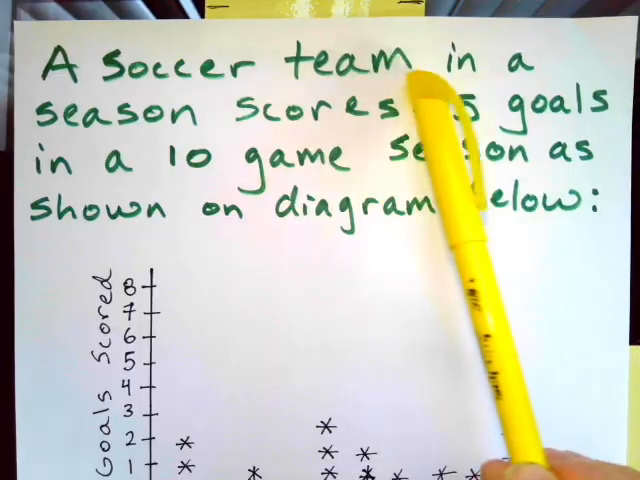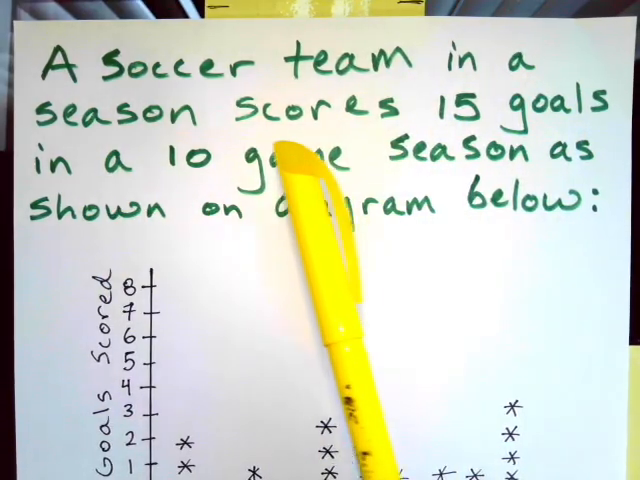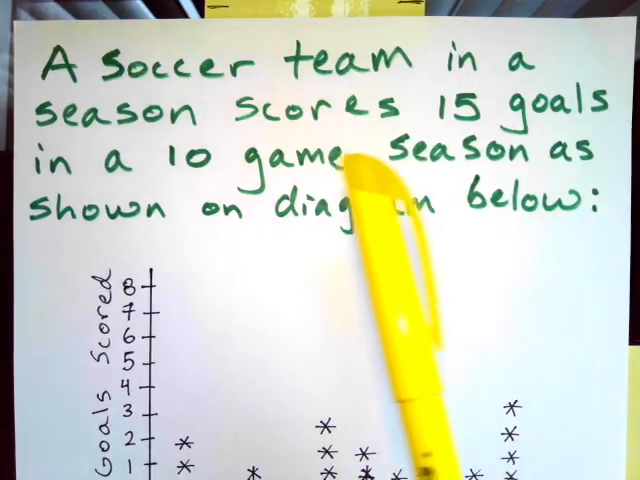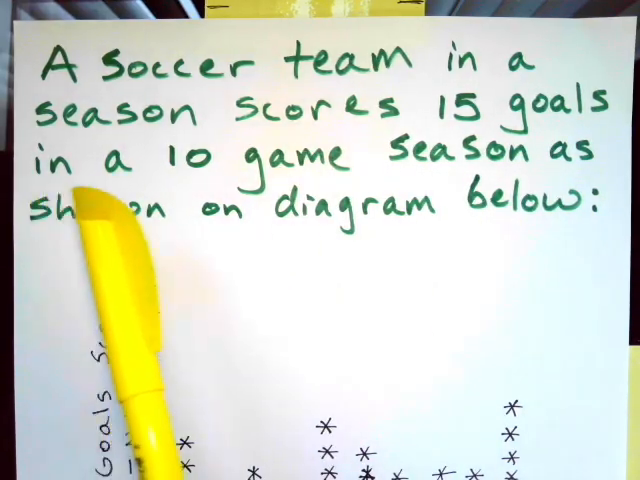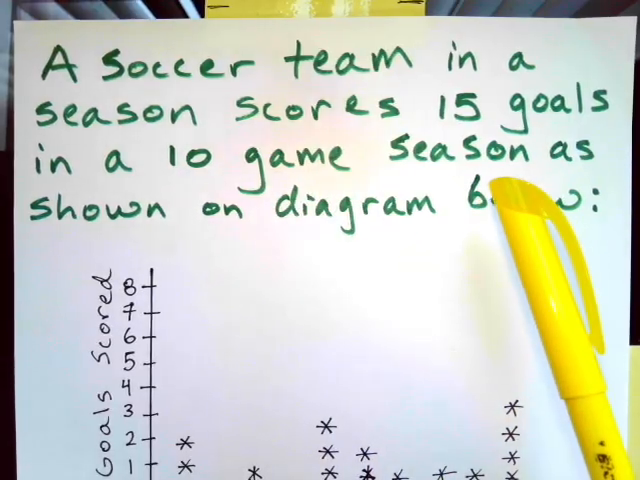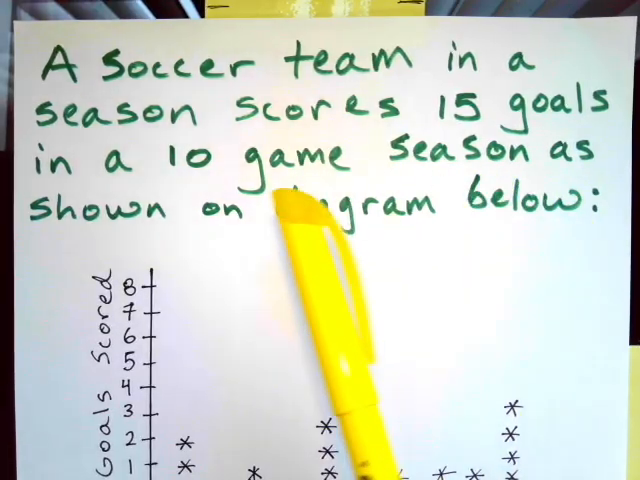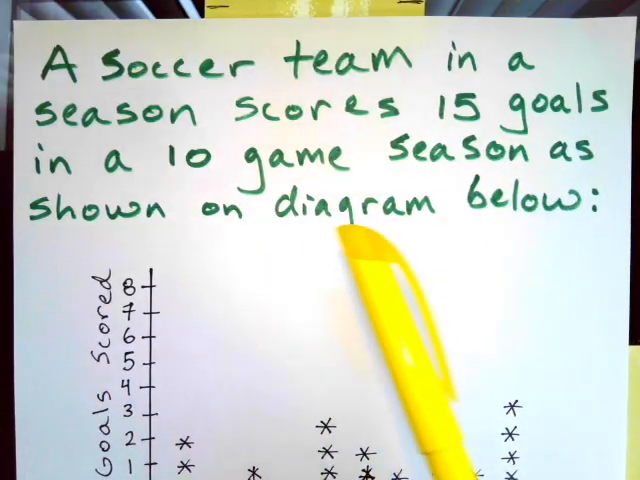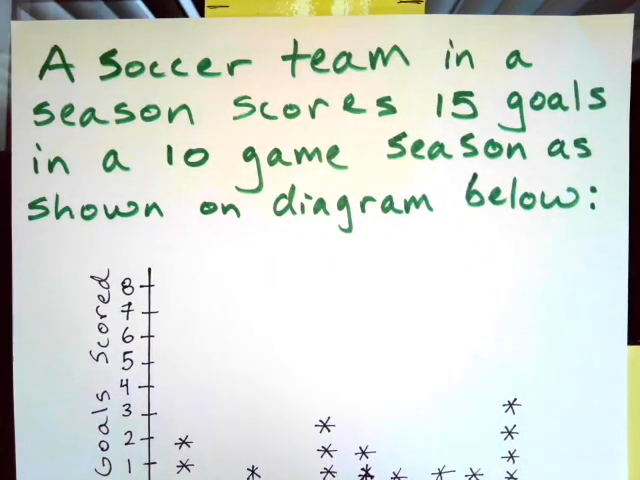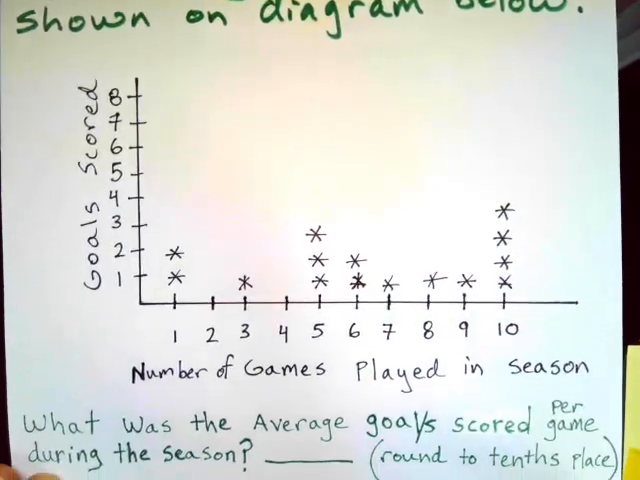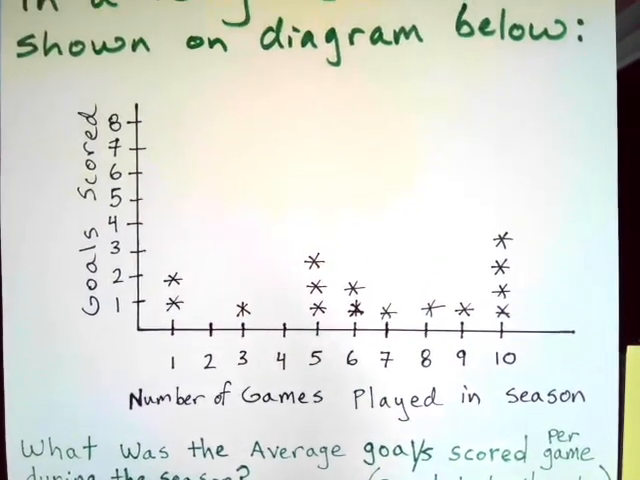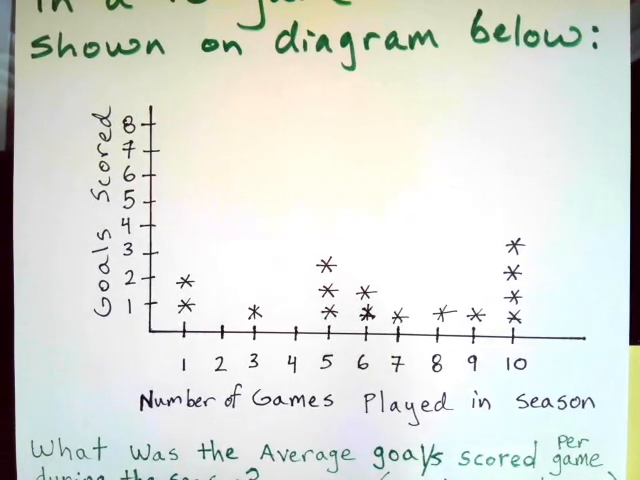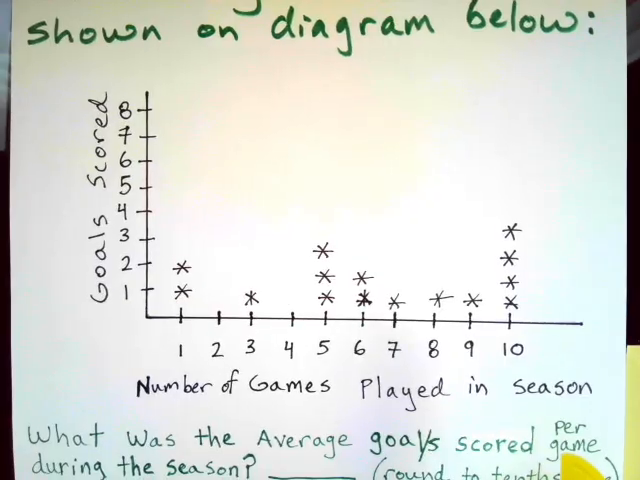The soccer team in a season scores 15 goals. So in a whole season, the soccer team scores 15 goals in a 10-game season. So 15 goals in 10 games, as shown on a diagram below. So here's the diagram below. I'm going to go over the diagram and then I'll get into some of the questions. All right. Let me raise this up just a little bit here.